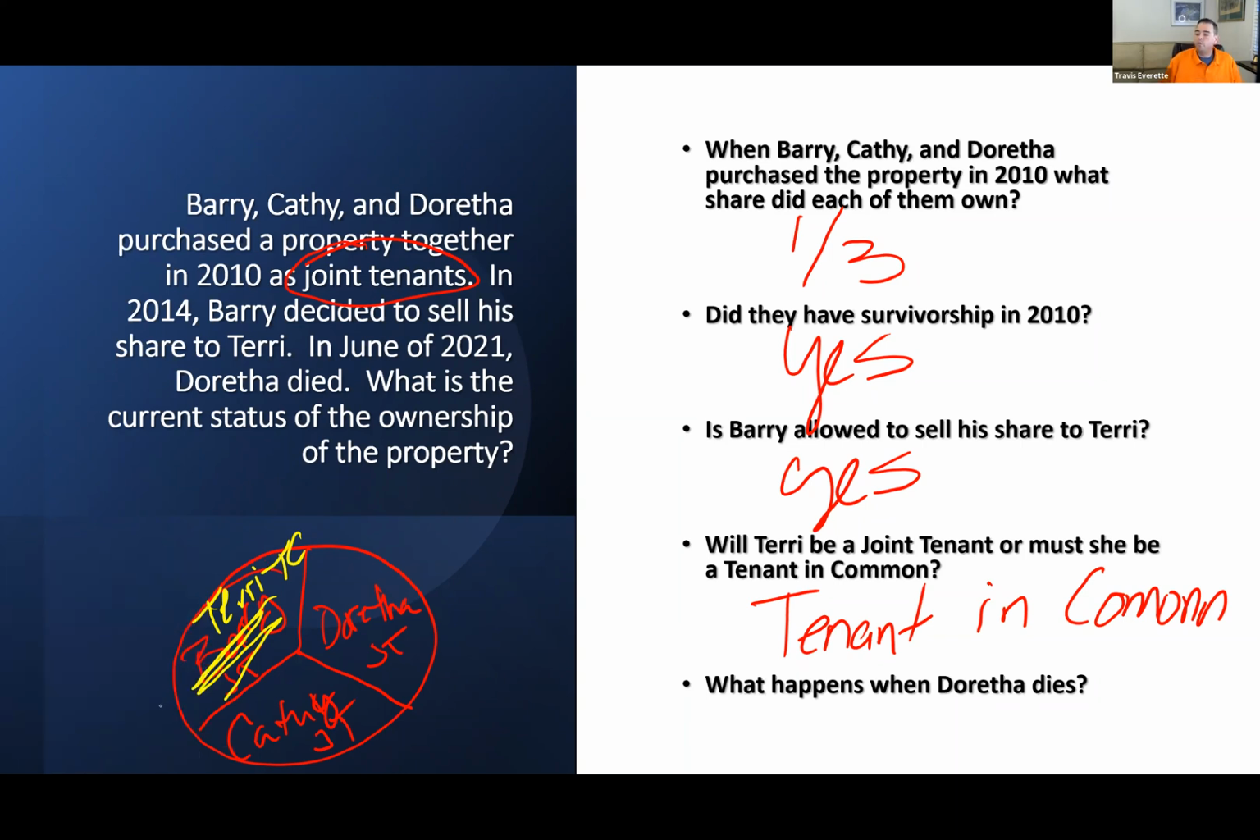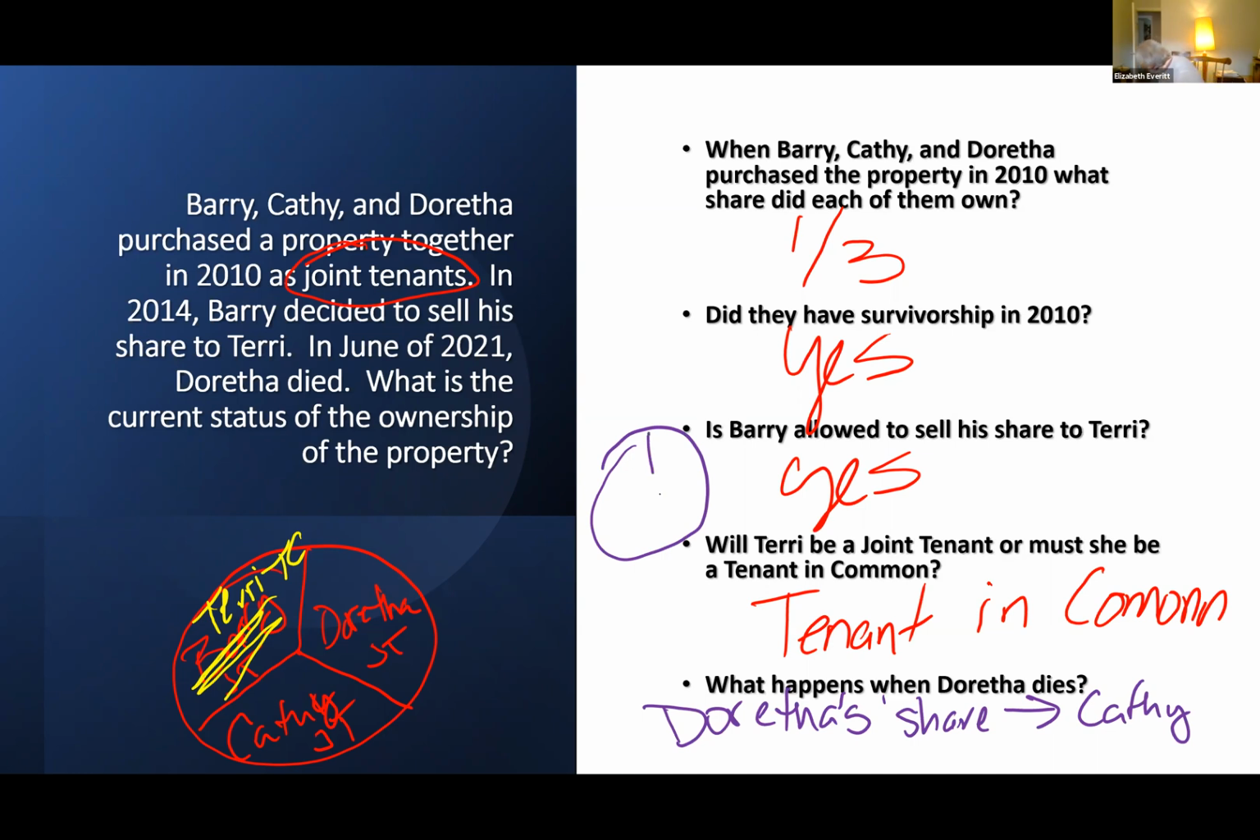So now let's look at the last question. What happens when Doretha dies? Now, Doretha is a joint tenant. So you would never pass a joint tenancy share to your heirs, right? So Doretha's share is not going to her heirs. Can we agree with that? So Doretha's share is going to go to the other surviving joint tenant, Kathy. How many other surviving joint tenants are there? One. So it looks like to me Doretha's share goes to Kathy. And so what the ownership is going to look like after this is something like this: you're going to have Terry up here, and then you're going to have Kathy on all of this, right?